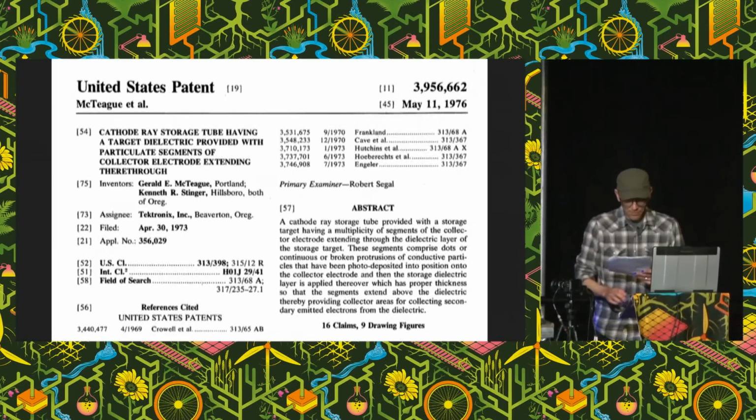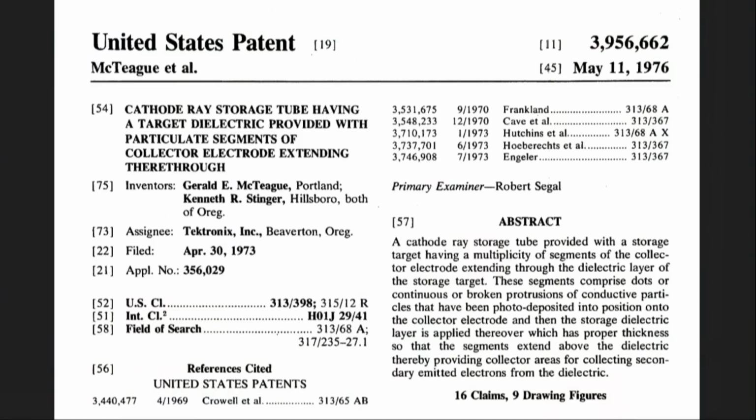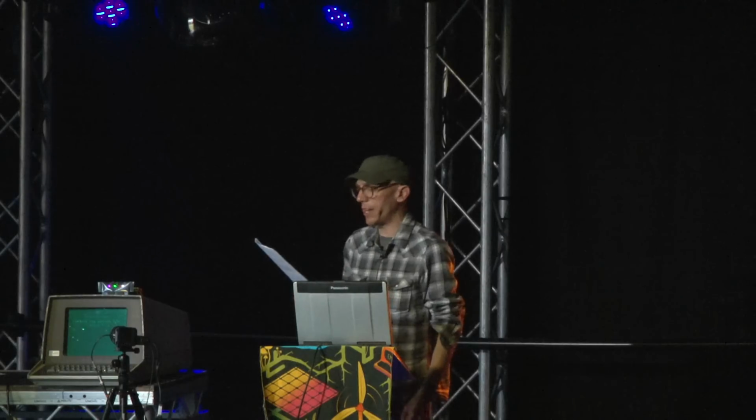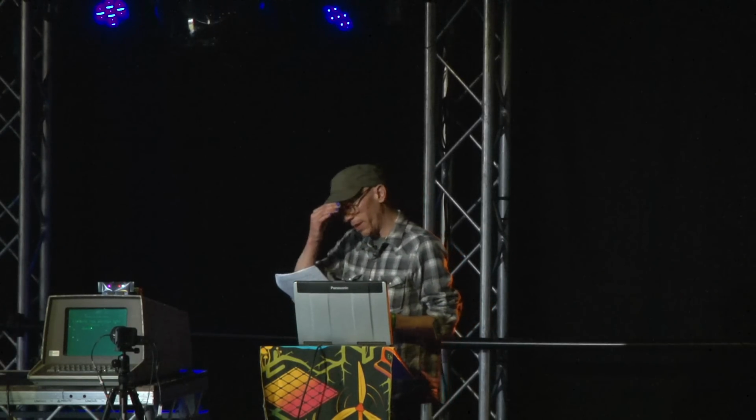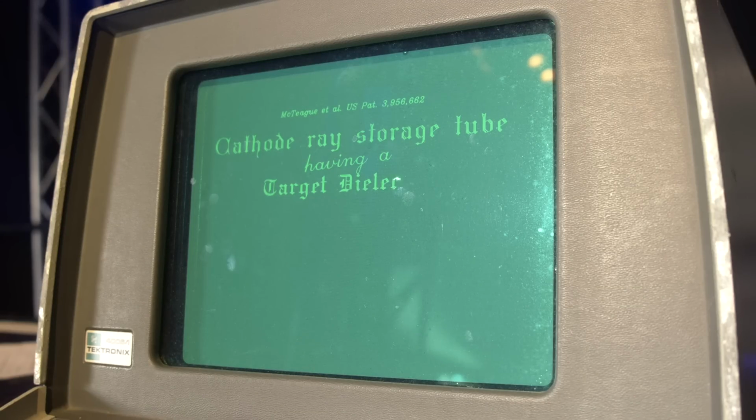Here it is. It's a cathode-ray storage tube having a target dielectric provided with particulate segments of collector electrode extending therethrough. You see why I needed notes. Folks, there are thresholds in life, and I want to usher you now to the time in your life when you knew about a cathode-ray storage tube having a target dielectric provided with particulate segments of collector electrode extending therethrough. What does that mean?